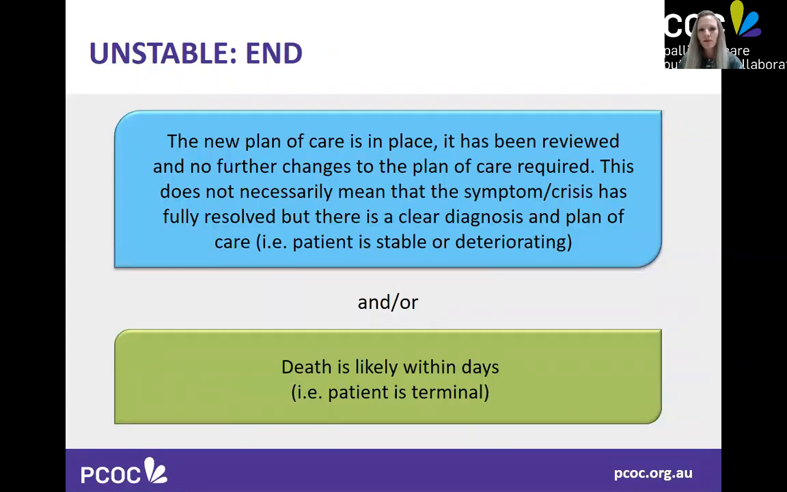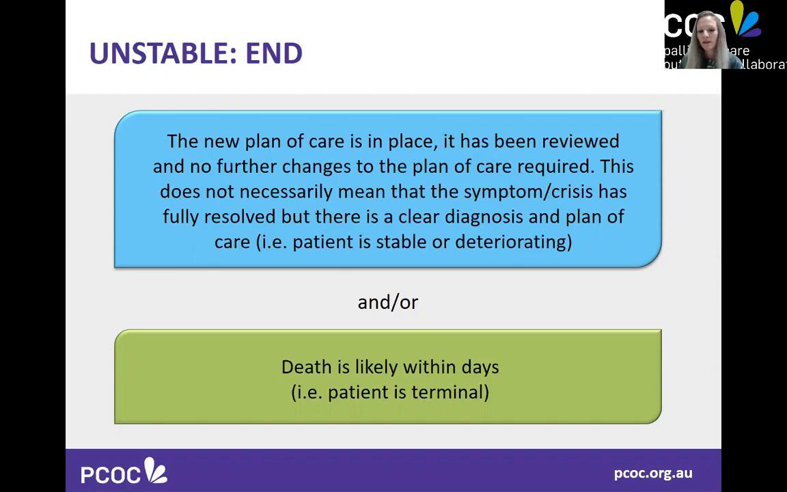The unstable phase will end once you put in place a new care plan and you've reviewed it. And you're not going to change it any further because you can see there's evidence that it's working. For example, you would see a reduction in your PCOC scores, symptoms and problems, and you wouldn't see any other increase into the severe range. However, it doesn't mean that the symptom or crisis has been fully resolved, but there's a clear diagnosis and a plan of care. In this situation, the patient enters the palliative care stable phase or deteriorating phase.